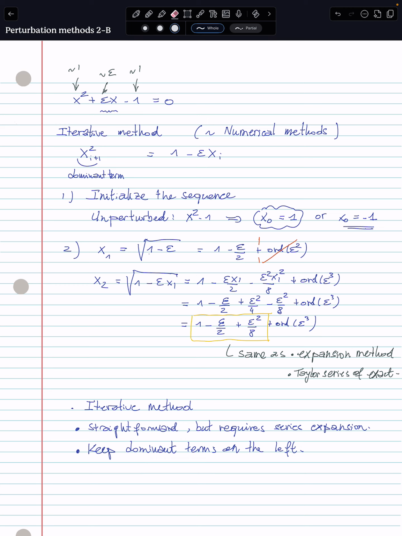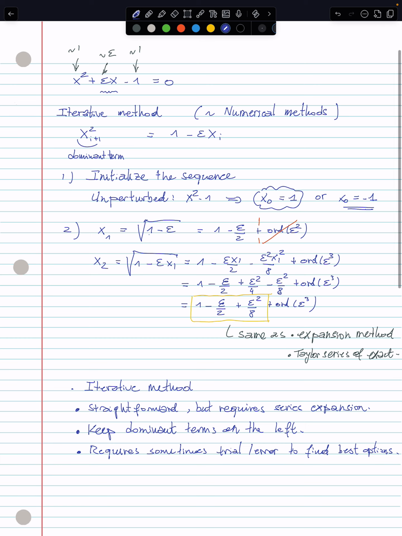And so as a second comment or third comment or observation, it requires sometimes trial and error to find the best options. Okay, there will be a few more examples a little bit later in the chapter related to algebraic equations where we'll be able to discuss this. I hope that was clear. It was just a very simple and brief introduction to the iterative method.